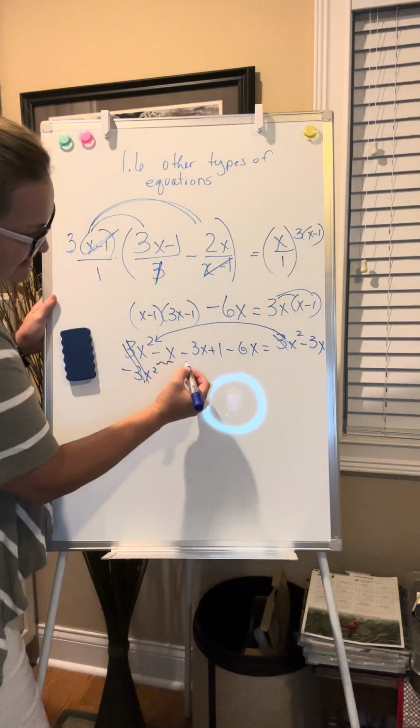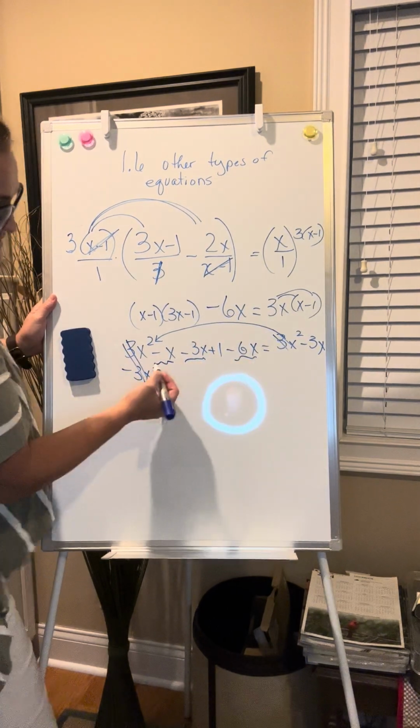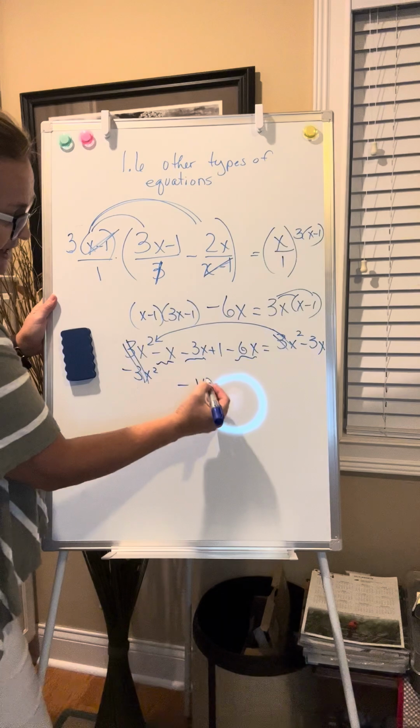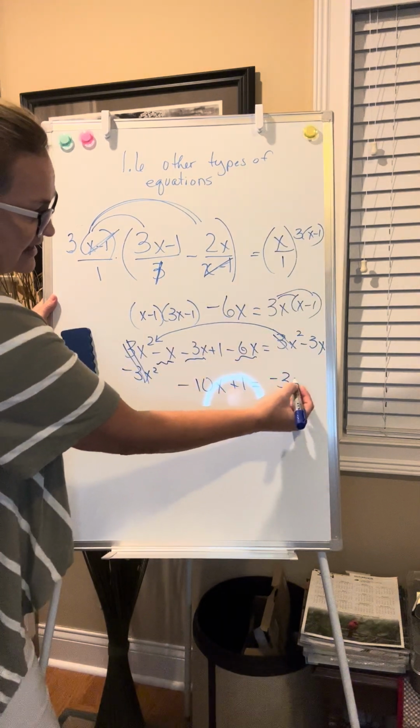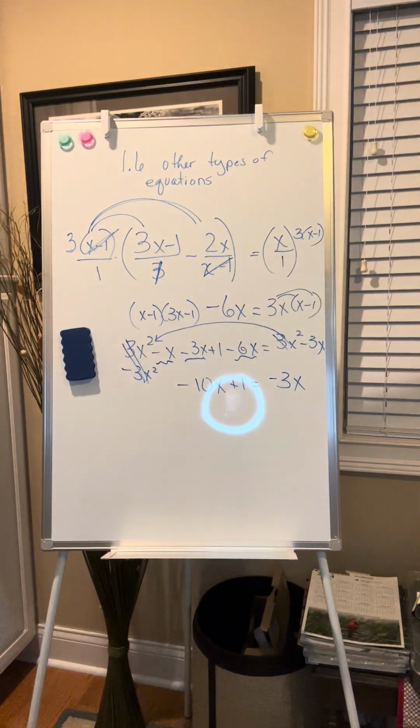So what have we got? Minus x, minus 3x, and minus 6x. All of those are combinable to minus 10x, and then the plus 1. And then on the right side, what I have left is minus 3x.